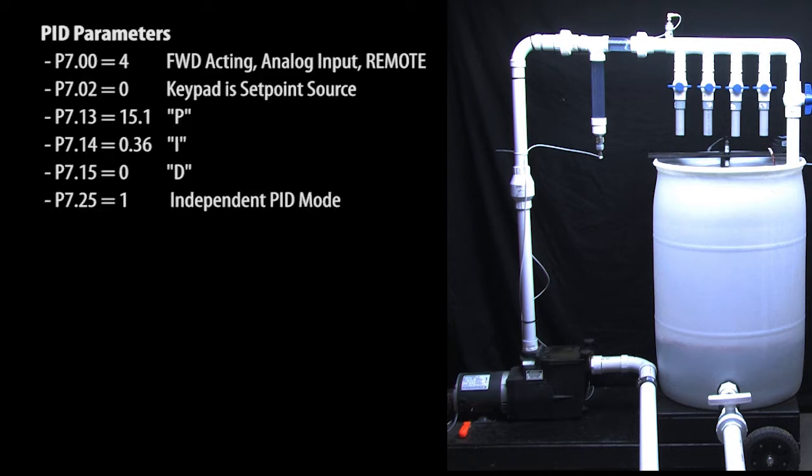These are the PID parameters we're using. This is where we tell the drive this is a forward-acting system using an analog input, and that for this demo we'll only enable PID in remote mode. The keypad is the default set point source. I'm just showing it here as a reminder. There's a separate video showing how I came up with these PID coefficients and why we're using this independent PID mode, so we won't repeat that here. Look for the GS4 PID video on tank filling to see how I did that.